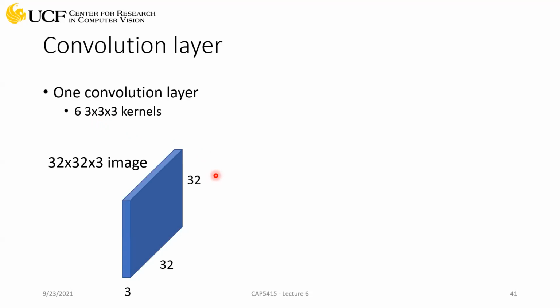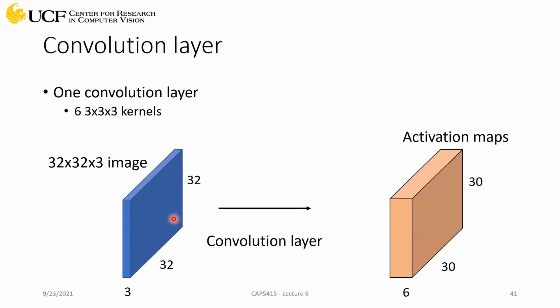Let's try to visualize this again. This is your input image, 32 cross 32, 3 channels, which means it could be an RGB image. Then you can have one convolution layer, which is represented by 6 kernels, and the shape of each kernel is 3 cross 3 cross 3. After this convolution layer, which means applying these kernels on this input image, you are going to get this feature volume, which will have the resolution 6 cross 30 cross 30. You can see that the depth is 6. The reason is you had 6 kernels.